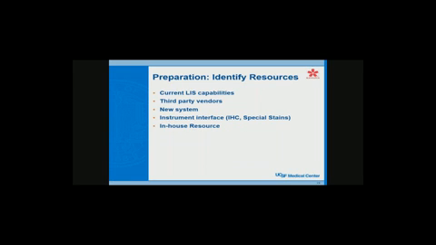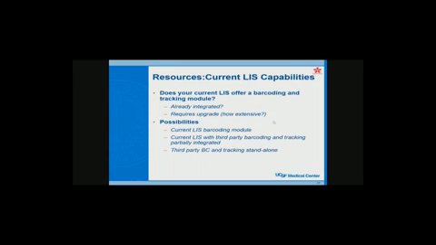So you have to prepare by identifying the resources, and the first, of course, is your current LIS capabilities. Do they have the capability to even implement barcoding, or are you forced to go to another third party or do something else? The bottom line, their in-house resource is mainly, do you have the capability in-house to produce your own system? Some places have done this and they've done very well at it, but it can take years.